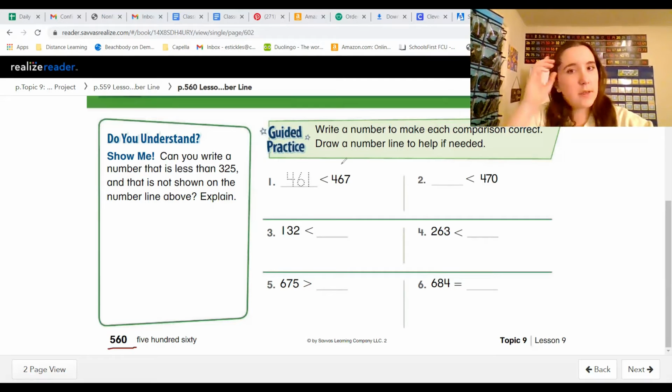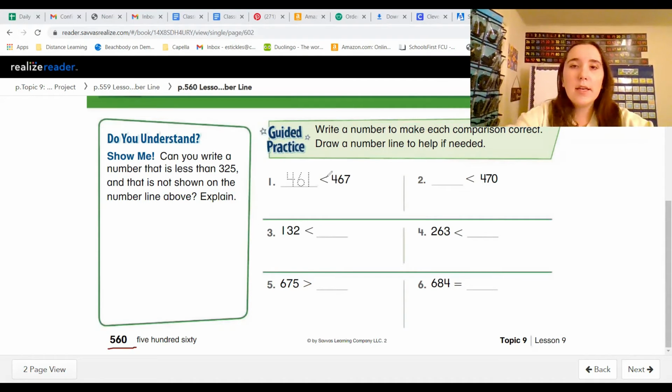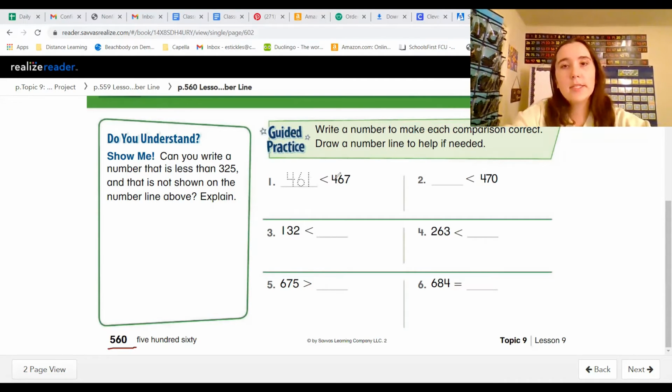So our first one is some number is less than 467. Remember, that's how we read this sign, as less than. And we know that this sign is pointing towards the bigger number. So the number that we pick for over here needs to be smaller than 467. Now they already gave us a number and it was 461. And that is true because 461 is less than 467 on a number line.